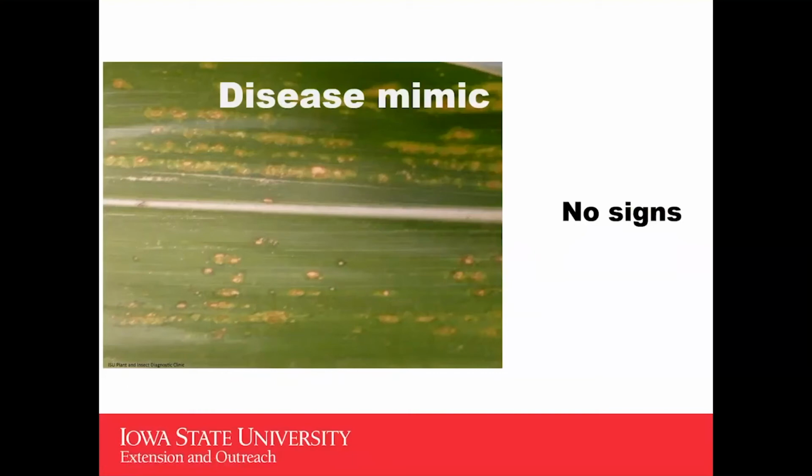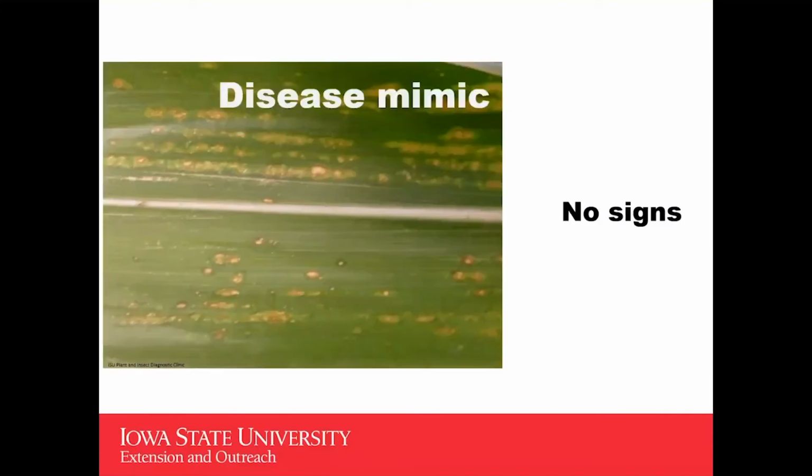But most of the time when these symptoms appear, they're on 100% of a particular hybrid or variety. And then you might bring it into a lab, you might have it tested, and there are no signs. There's no fungi, there's no bacteria, there's no virus particles. And in this case, this is what we call a disease mimic. And it's not a disease, it's part of the genetics of the plant. And again, why am I going through all of this?